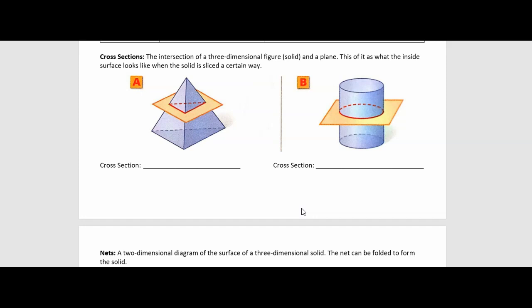A cross-section is the intersection of a three-dimensional figure, a solid, and a plane. Yours says think of it as what the inside of the surface looks like when the solid is sliced a certain way. So you can think about, what if you just took a knife.